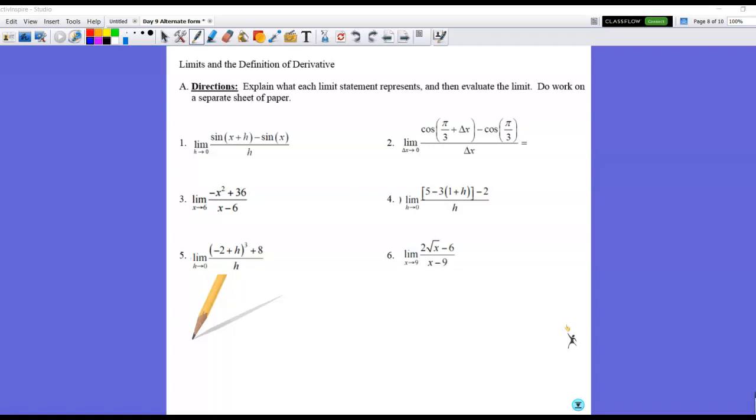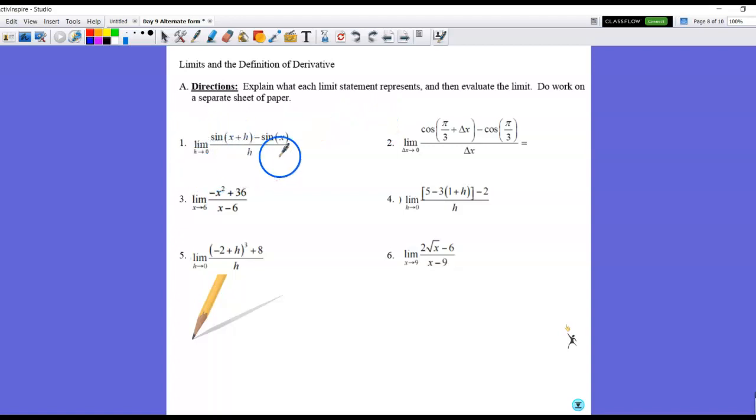So we're looking at the homework on alternate forms of the derivative, and we're going to look at some differentiability stuff, so let's just jump in here. All right, so the directions are: explain what each limit statement represents, and then evaluate the limit. Do the work on a separate sheet of paper. Well, I'm not going to do that. I'm going to do it right here.